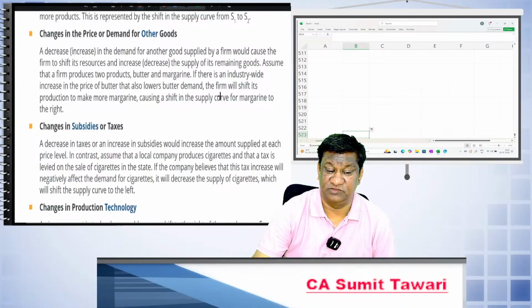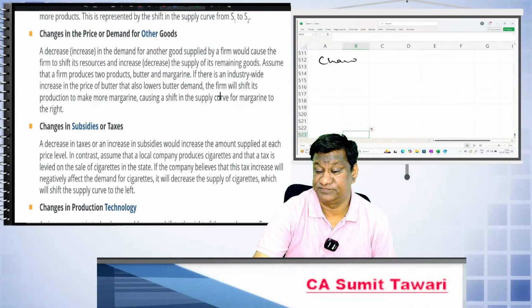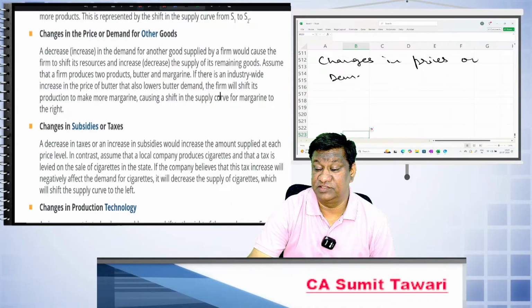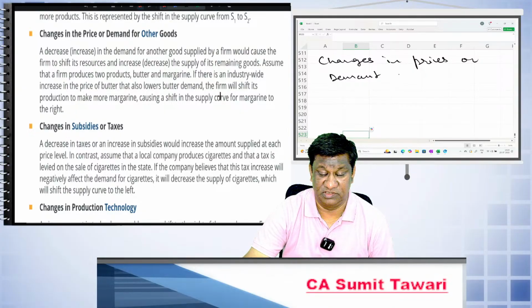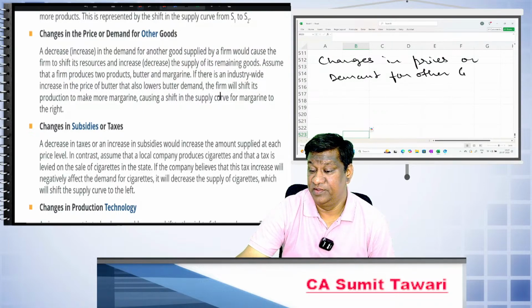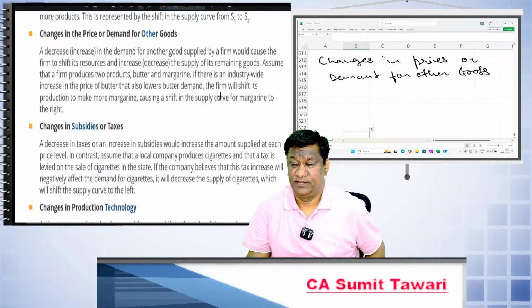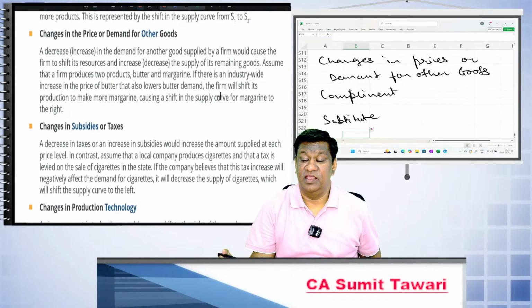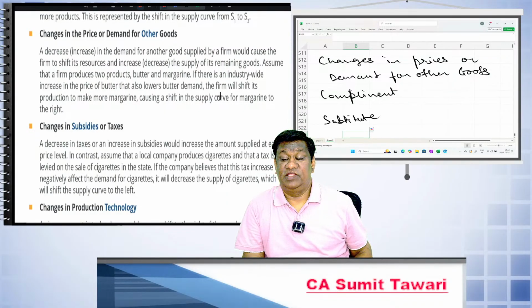Then changes in prices or the demand for other goods, we already discussed. We need to decide whether it is a complementary or a substitute, and then it will impact my willingness to supply. So first complement, and the second substitute. We are thinking from the supply point of view. Whether the demand increases or decreases because of price or other factors is immaterial.